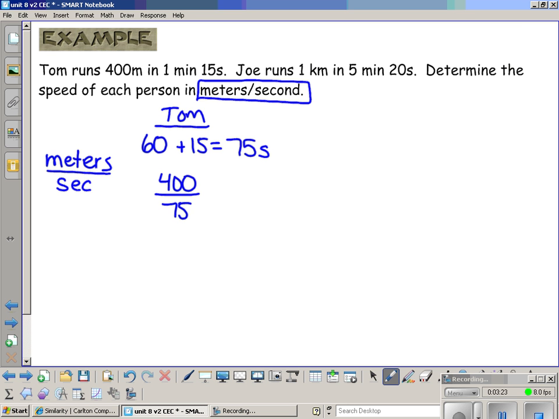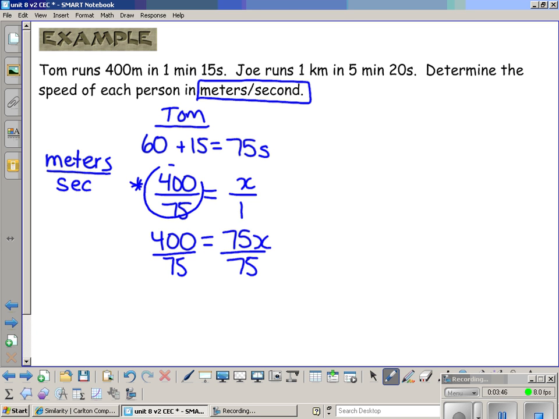You could simply divide those at this point, but if you're still getting the understanding down, we set it up as a proportion. We now want to know how many meters he runs in 1 second. And we could therefore cross multiply and then divide by 75, which is ultimately what we had right here. But it just shows you why we are dividing 400 by 75. And he runs 5.33 meters per second. This goes back to how we wanted to write our final answer, meters per second.